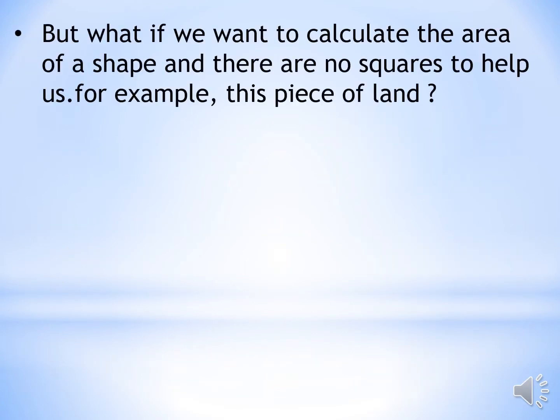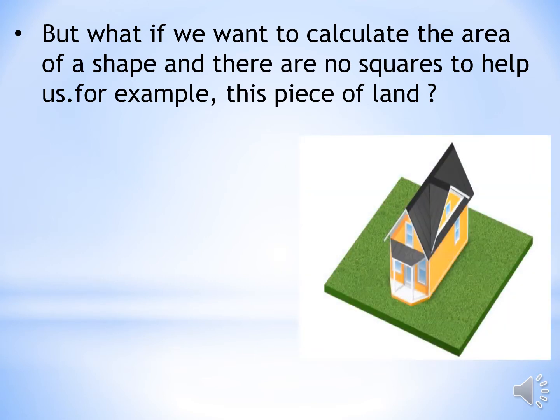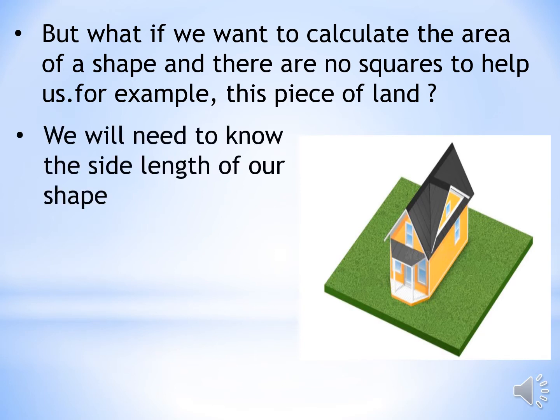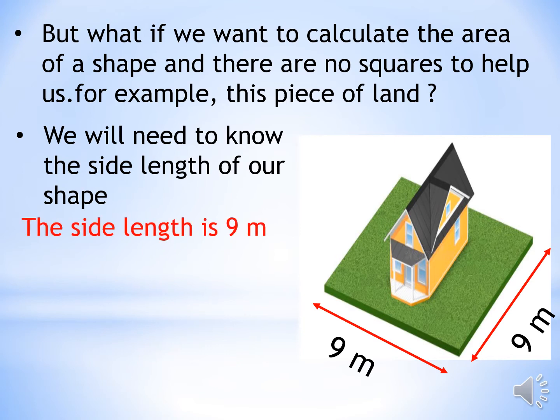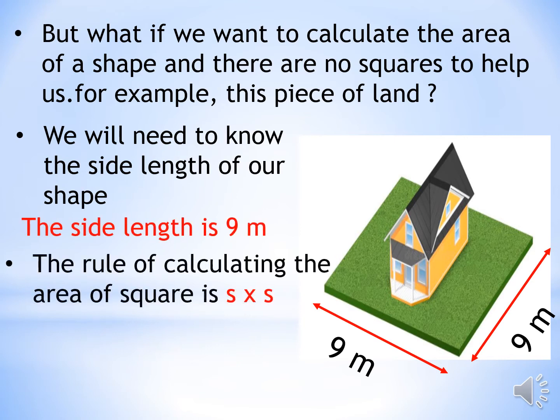But what if you want to calculate the area of a shape and there are no squares to help us? For example, this piece of land. This is a very big area. I can't measure it using squares. So I have to know the side length of our shape. Here, this is 9 meter, and here, this is 9 meter also, because it's a square shape. And the side length is 9 meter.